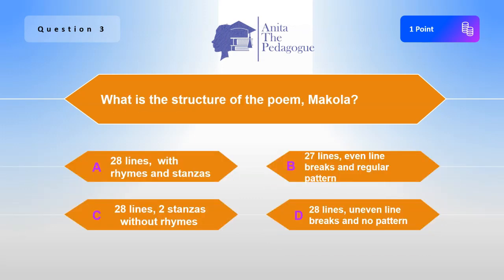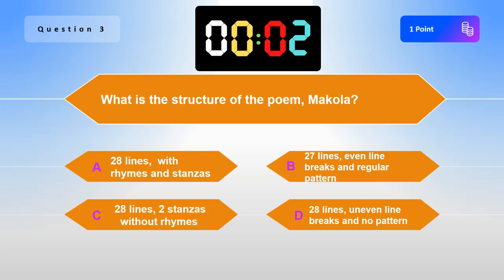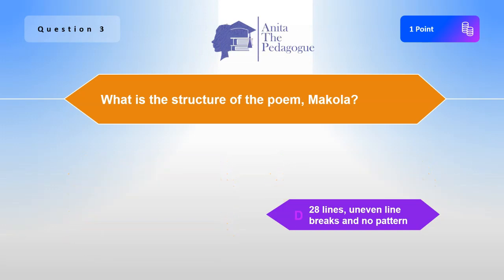What is the structure of the poem Makola? A. 28 lines with rhymes and stanzas. B. 27 lines, even line breaks and regular pattern. C. 28 lines, 2 stanzas without rhymes. D. 28 lines, uneven line breaks and no pattern. The answer is D. 28 lines, uneven line breaks and no pattern.